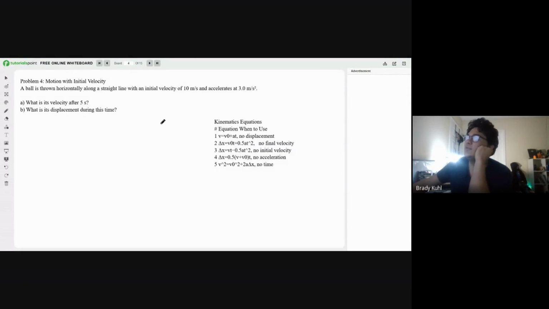What's the velocity after 5 seconds? The ball is thrown in a straight line, so the ball is thrown up. Initial velocity would be 10 meters per second, and it accelerates upwards at 3.0 meters per second squared. What's the velocity after 5 seconds?